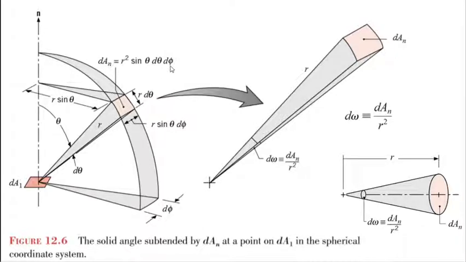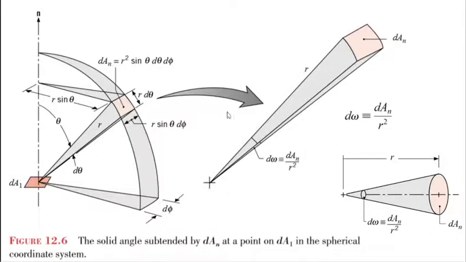Is that right? So if I define the solid angle as d omega equal to dAn by r squared, for this particular surface, that dAn will be r squared sine theta d theta d phi, and that divided by r squared, this r squared will then go off, so d omega would be sine theta d theta d phi. Is that fine? So d omega is sine theta d theta d phi.